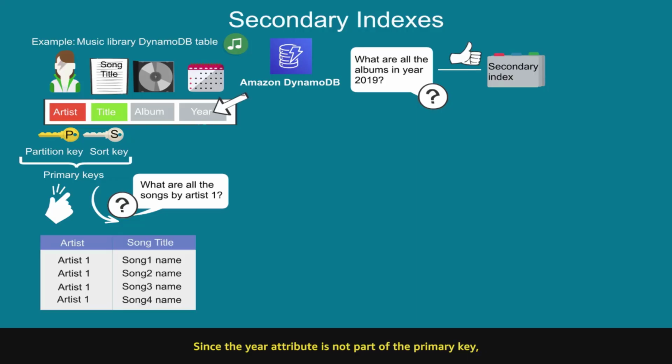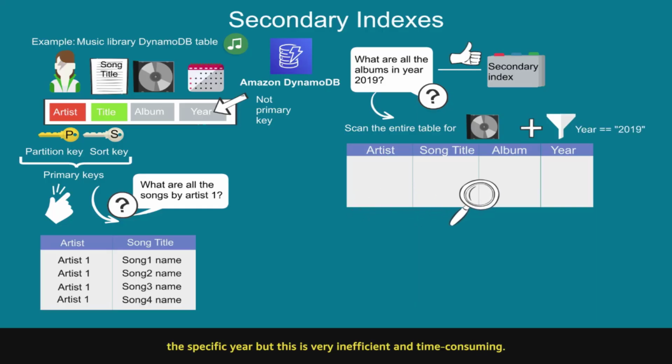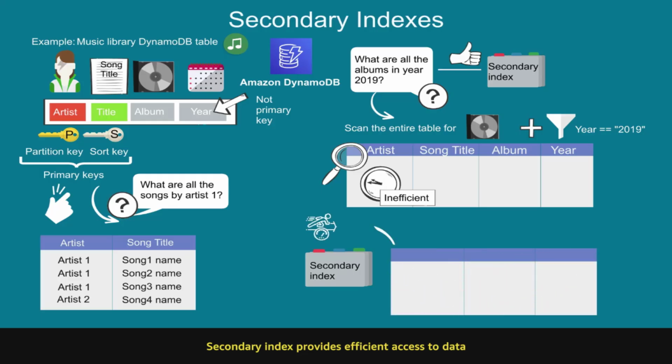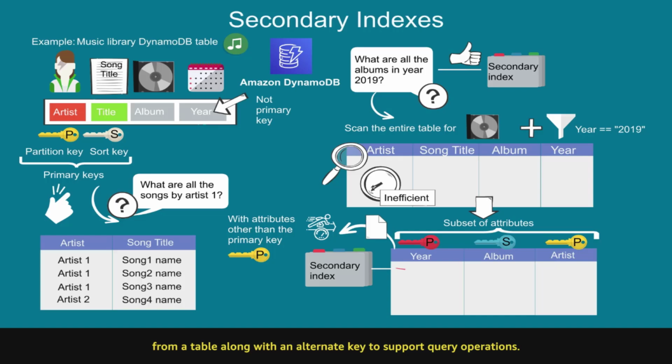Since the year attribute is not part of the primary key, you can scan the entire table for album and filter for the specific year, but this is very inefficient and time-consuming. A secondary index provides efficient access to data with attributes other than the primary key. A secondary index is a data structure that contains a subset of attributes from a table, along with an alternate key to support query operations.